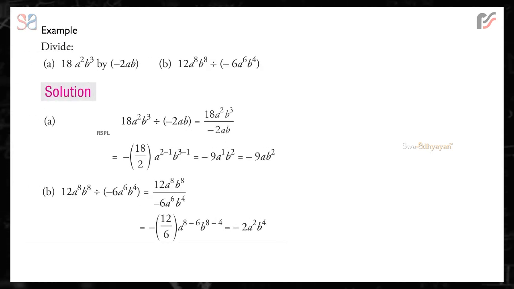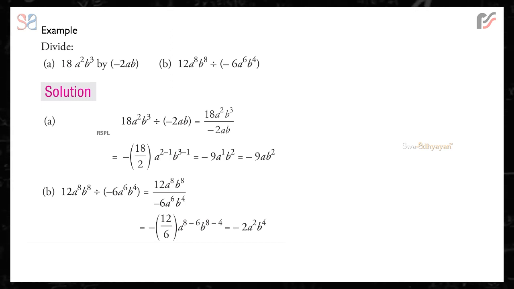Example. Divide A. 18a²b³ by −2ab. B. 12a⁸b⁸ divided by −6a⁶b⁴.